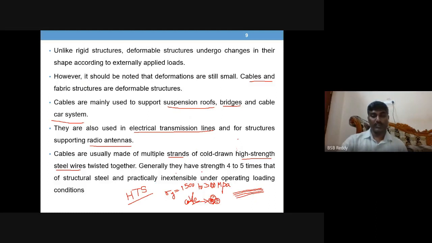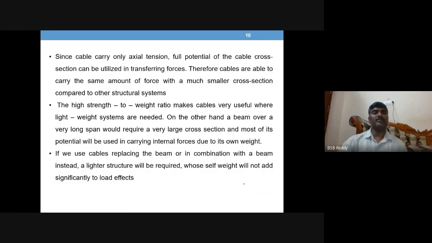So practically inextensible under operating loading conditions. So they have, as I just told you, 4 to 5 times the strength, I mean the sigma y value. So Fe 500 grade we talk about for normal HYSD steel. HYSD bar is having around 500 to 550 grade steel. So 4 times, if you take 2000, 5 times 2500. So likewise, this is how it is.